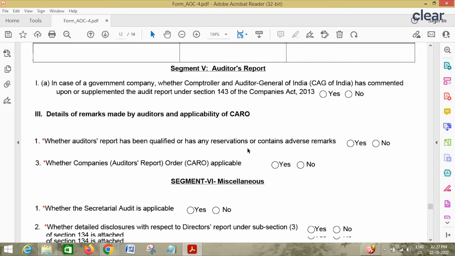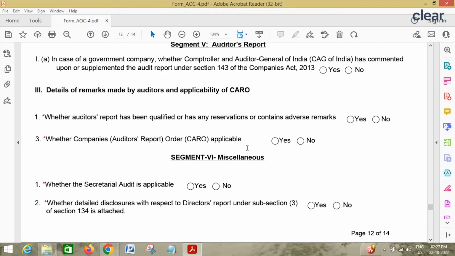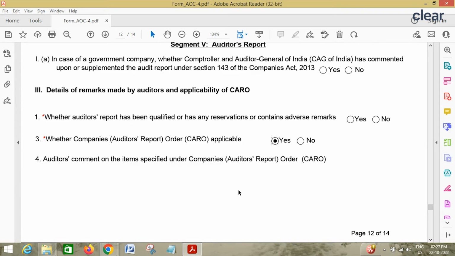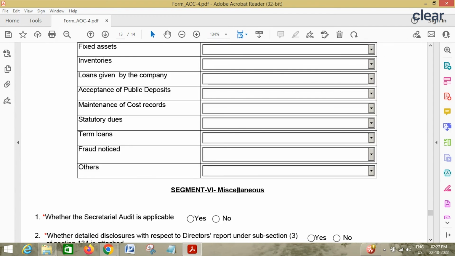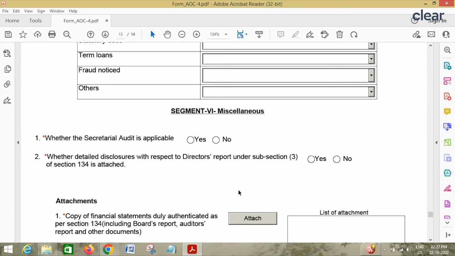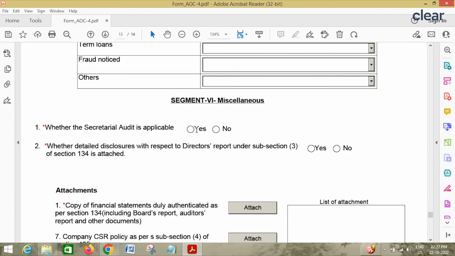Next is the details of remarks made by the auditors and applicability of the CARO. Select whether the auditor's report has been qualified or has any reservations or contains any adverse remarks. Whether the CARO is applicable to your company. If yes, then you need to provide the details of the auditor's comments on the items specified under the CARO. Next, select whether the secretarial audit is applicable and select whether the details, disclosures with respect to director's report is attached.